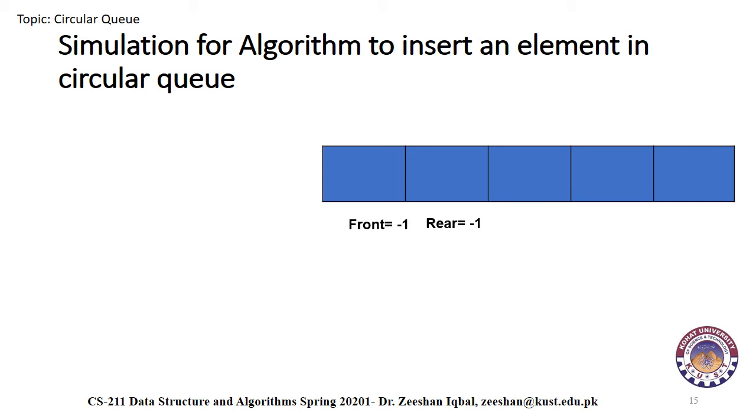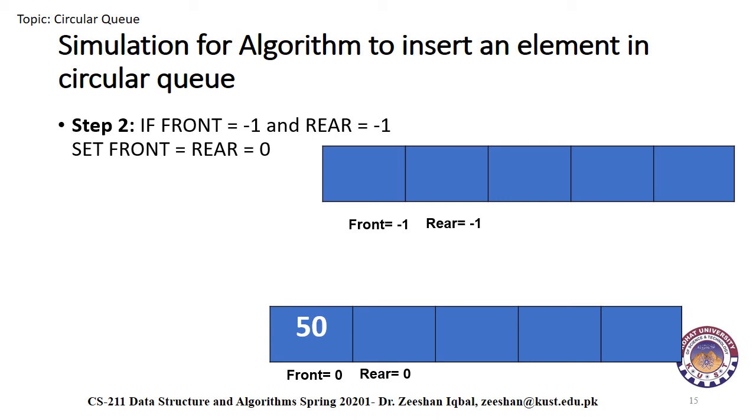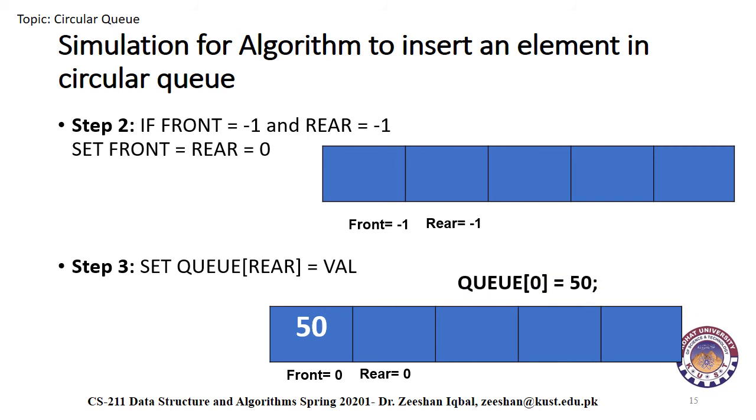Suppose we have a case where the queue is empty and front and rear are both set to -1. In this case, the first if condition in step 2 will be true, and we are going to insert the first value in the queue. In that case, we have to set the front and rear values to 0. Suppose we want to add 50 as the first value at index 0. After the insertion, the queue will look like this. In this case, step 3 will be executed. So val is 50 and rear is 0. By setting queue[rear] equal to 50, the array will be like this.